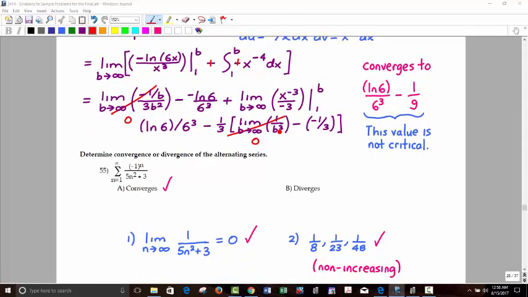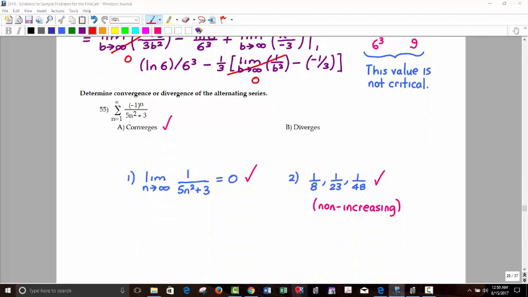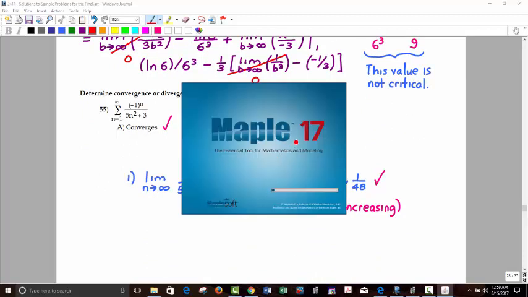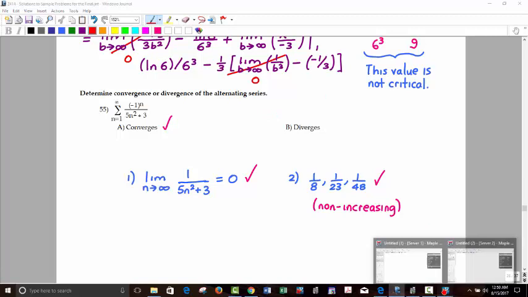So anyway, convergence or divergence using alternating series test. Alternating series test is pretty simple to use. It's when you have to determine whether or not it's conditional or absolute convergence that can get a little tricky. Let's open up two of them here.